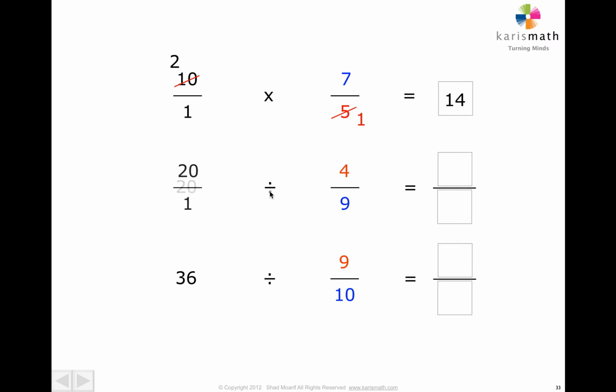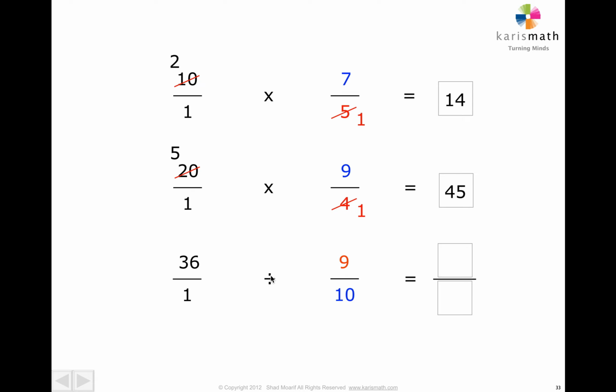Same thing here. Flip and multiply. See if you can reduce 20 and 4. You can divide 4 and 20 by 4. So if you divide 4 by 4, you get 1. And 20 by 4, you get 5. There's nothing else to reduce. The answer is 5 times 9, which is 45.